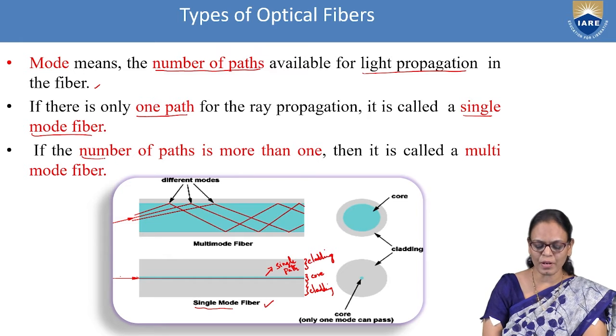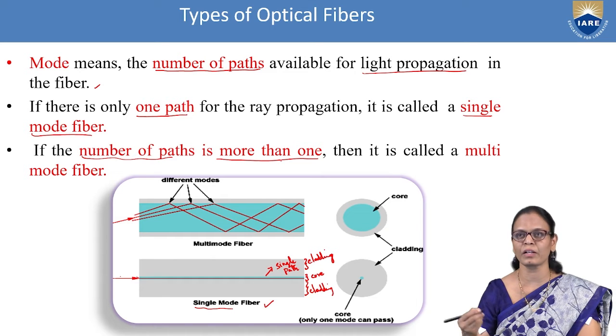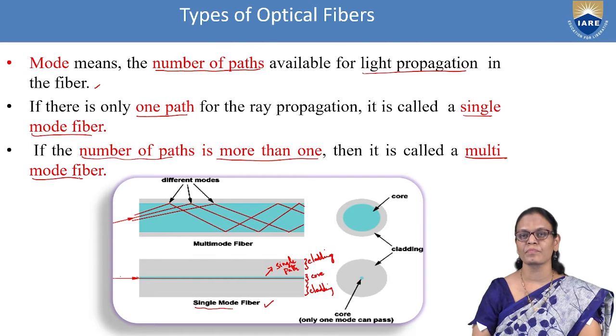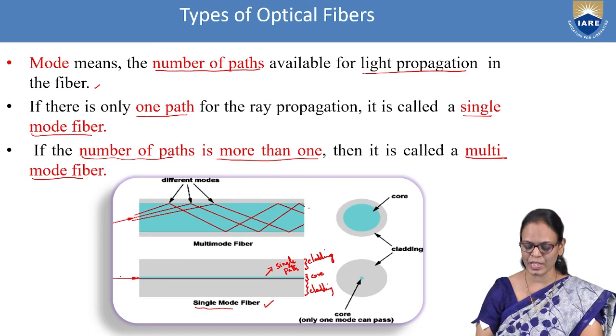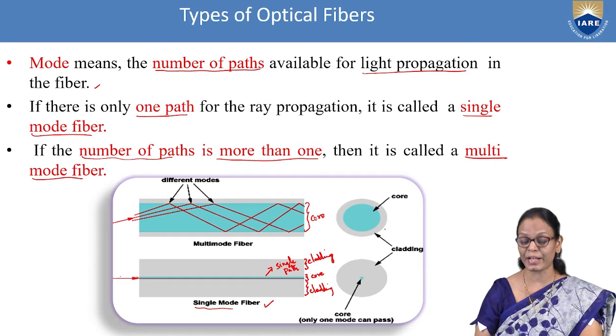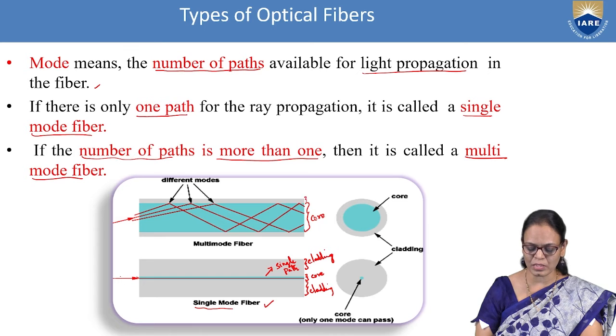If there are a number of paths, meaning more than one, it can be 2, 3 or many, then you call it multi-mode fiber. So now we see this multi-mode fiber. You see here, this blue part, as I said, is the core. You can also see the difference. Now I'll explain the difference between the two. This is the core and this gray part is the cladding. Here also you have the cladding.